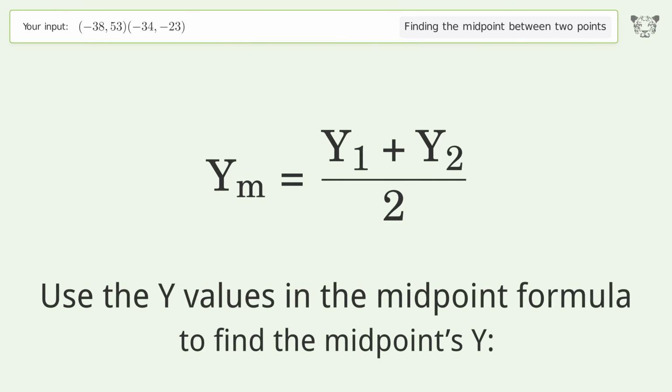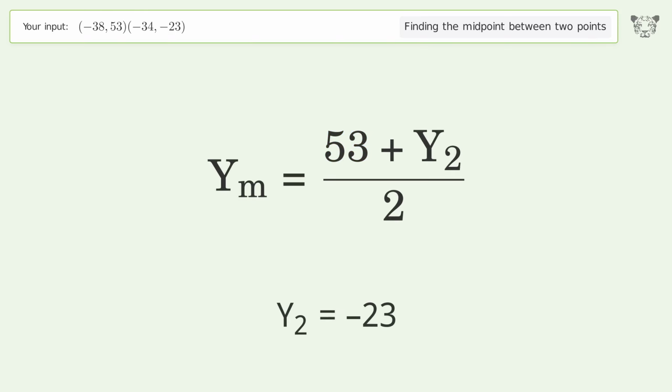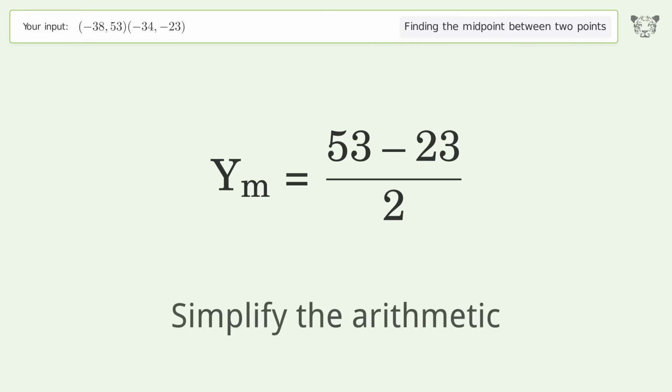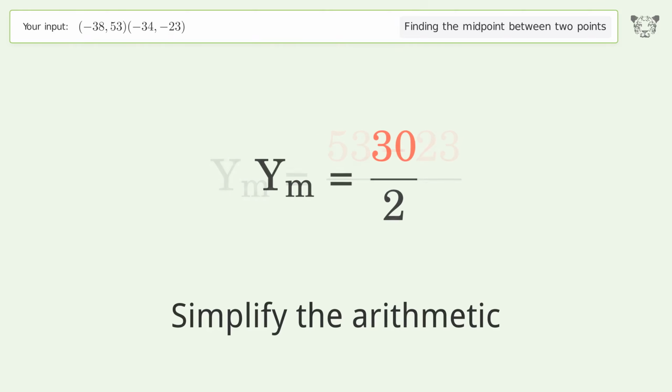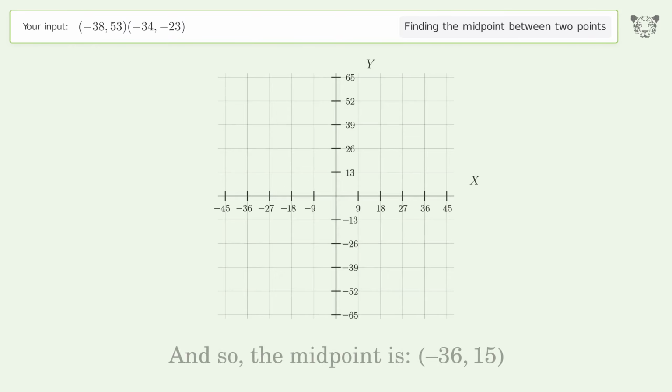Use the y values in the midpoint formula to find the midpoint's y. y1 equals 53. y2 equals negative 23. Simplify the arithmetic. And so, the midpoint is negative 36,15.